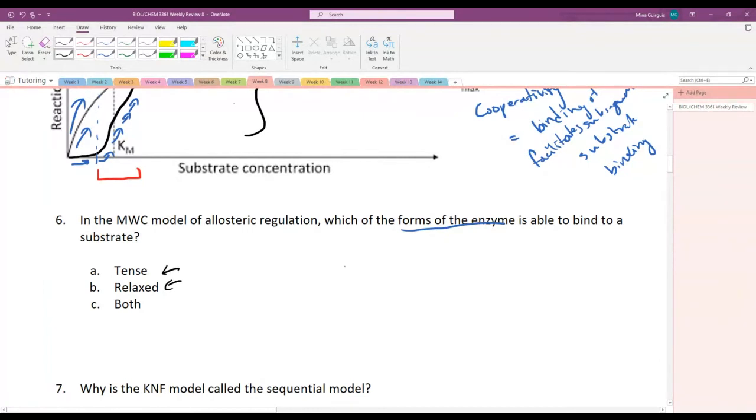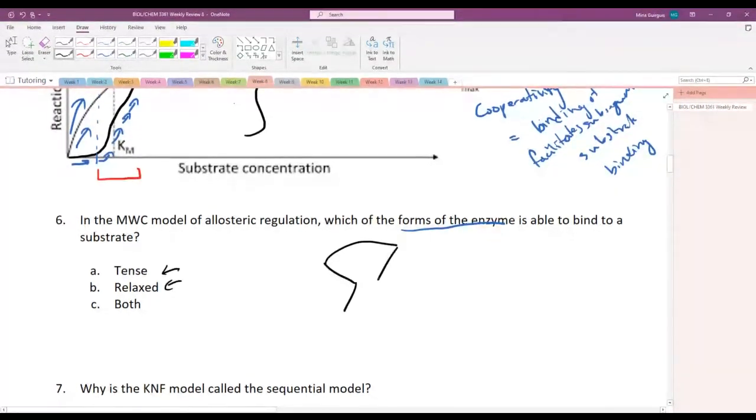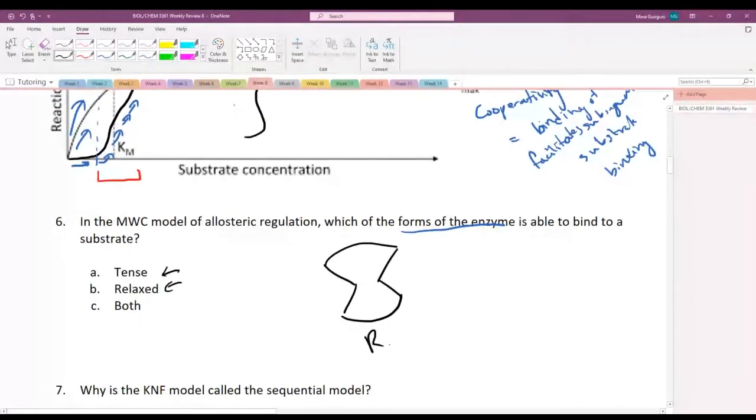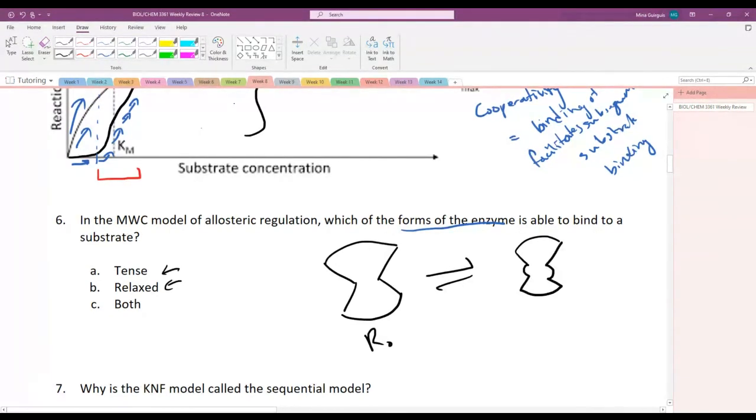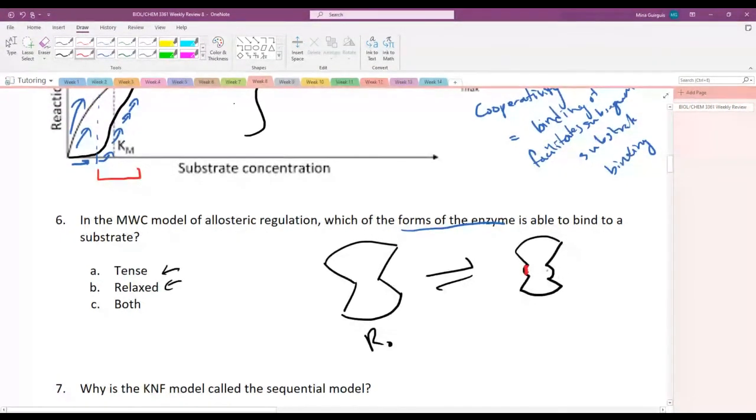Okay, so for the sake of me not being the best drawer or artist, this is going to be our enzyme. And this is in what's called R0, its relaxed state. This R0 is in equilibrium with what's called the tense state. The tense state is going to have little circles in the middle of their active site. So this thing is what differentiates the relaxed and the tense states.